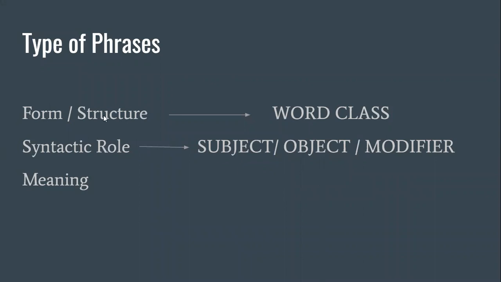How are we going to know the type of phrase we are dealing with? Because of their form or structure, which will come from the word class that the word is in. For example, a verb phrase will consist of a verb. A noun phrase will consist of a noun, and so on. And the syntactic role that they have in a sentence or in a clause, for example, whether they are a subject, an object, or a modifier, and the meaning of the overall clause and of the noun phrase.